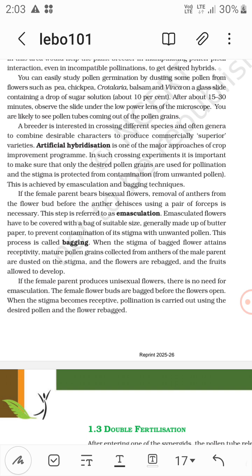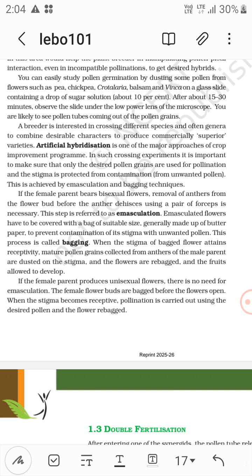So in artificial hybridization there is emasculation, then bagging. When the stigma of the bagged flower attains receptivity, mature pollen grains collected from anthers of the male parent are dusted on the stigma. Then the flowers are rebagged, and the fruits are allowed to develop. So there is emasculation, bagging, dusting and then rebagging.